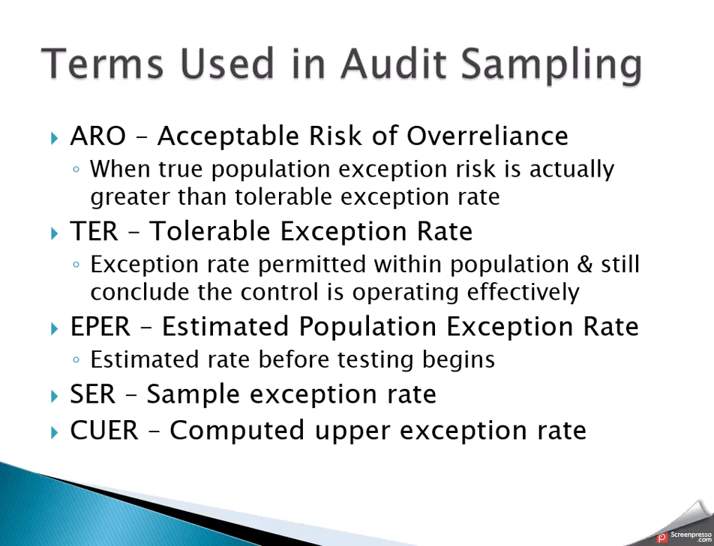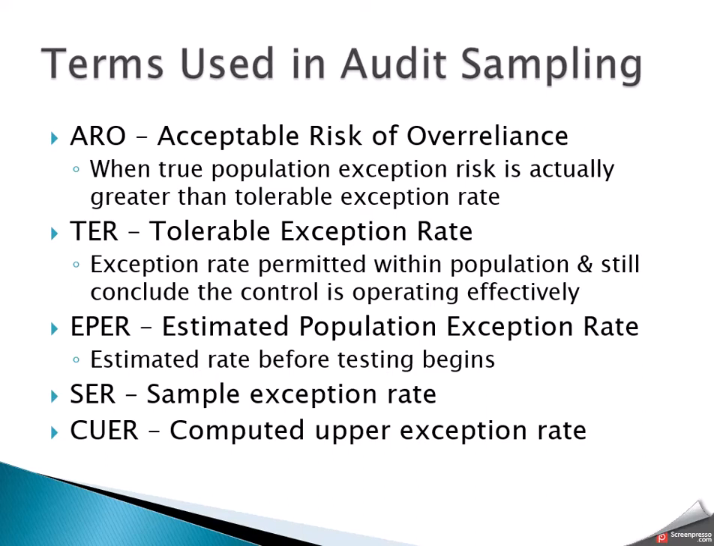Then there's the TER, the tolerable exception rate. That is the exception rate that the auditor will permit in the population and still be willing to conclude that the control is operating effectively, and/or that the amount of the monetary misstatement in the transaction established during planning is acceptable.